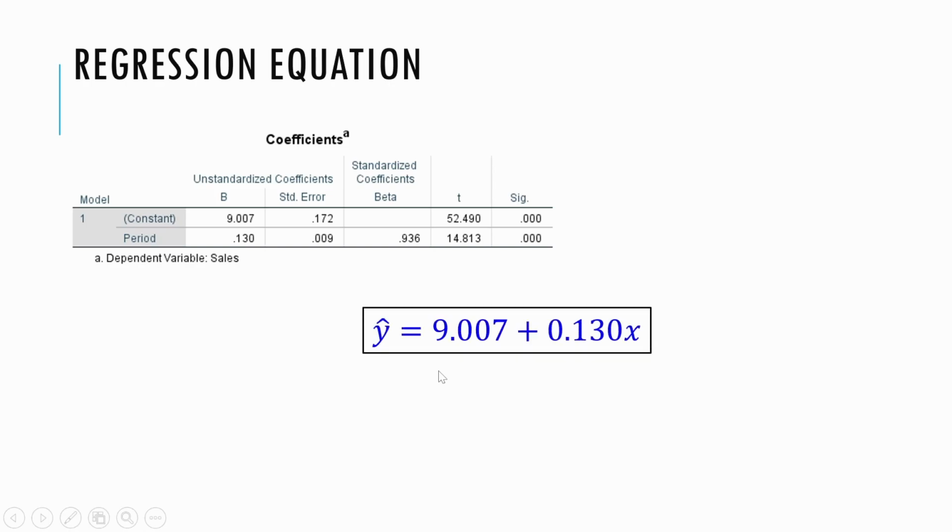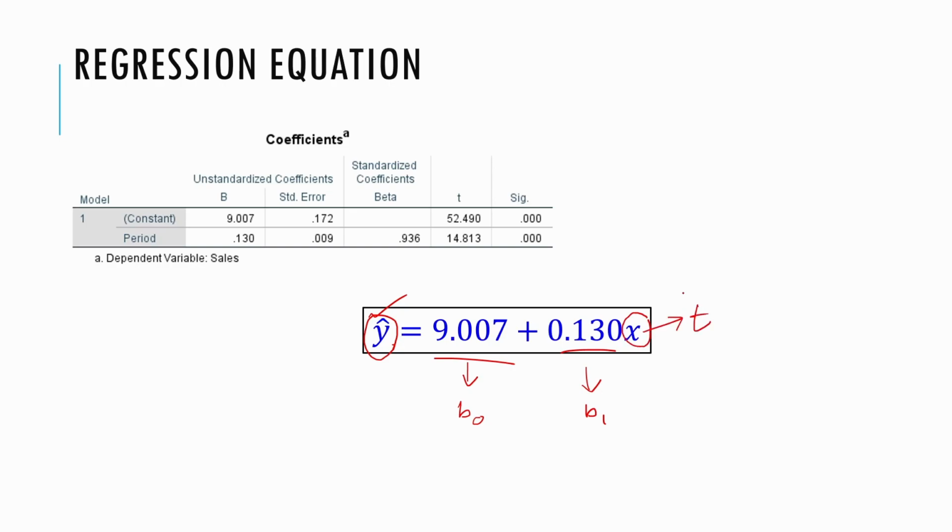So your regression equation should look like this. So this is your dependent variable forecast, that is y prime, and this is your intercept, that is b0, and finally this is your slope, that is b1. So your slope here is 0.130, and the intercept is 9.007, and this is your forecast variable, that is your dependent variable. And in case of time series analysis, you can define this as t.